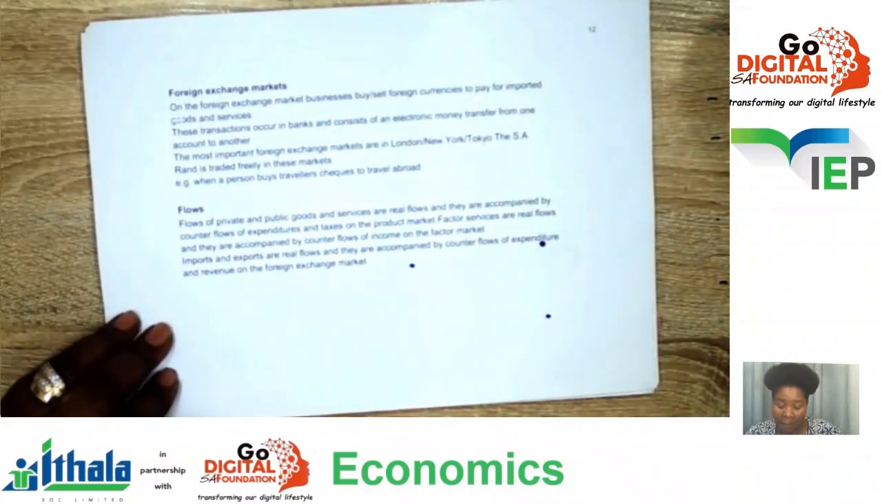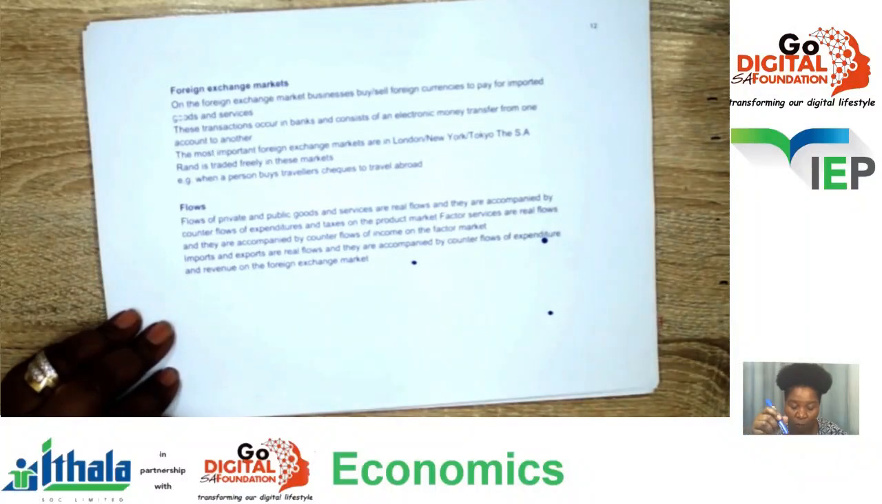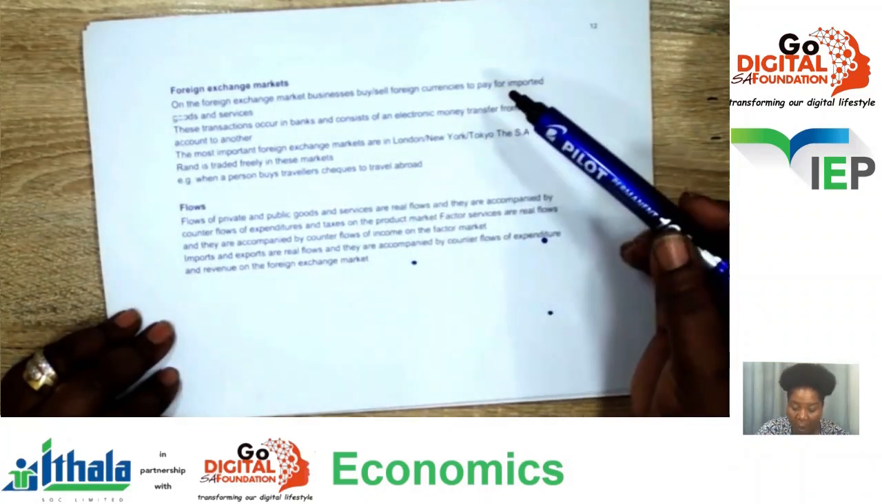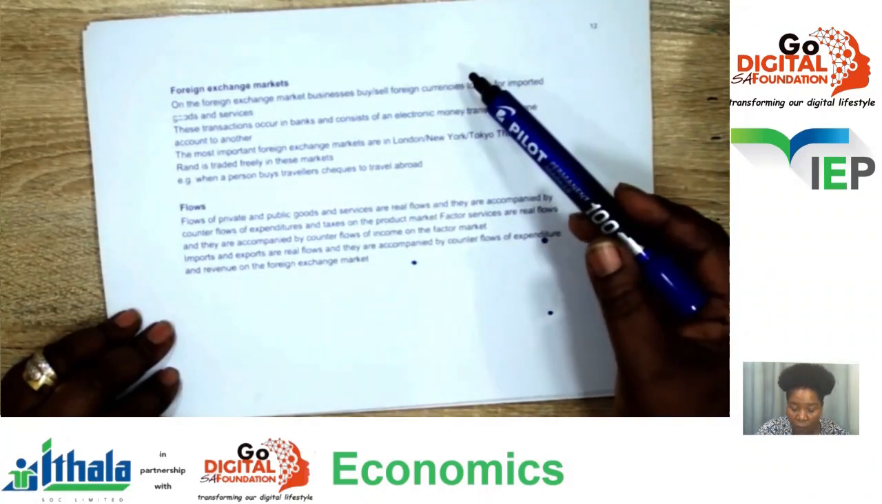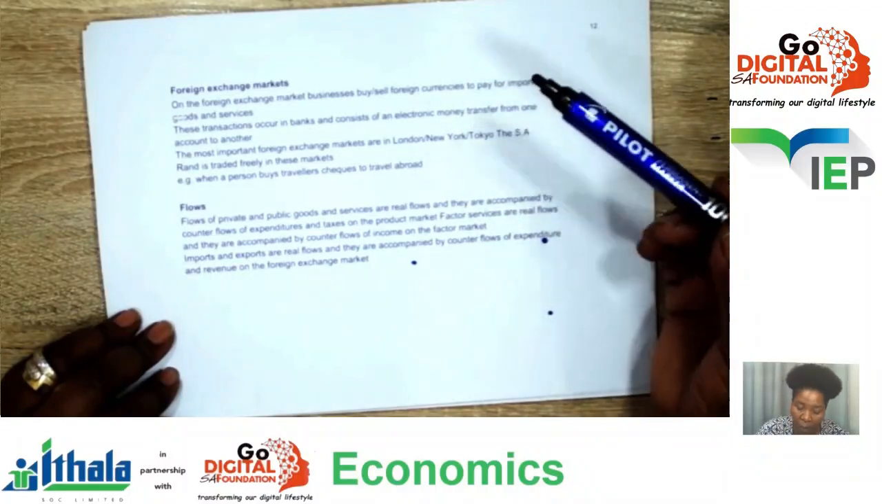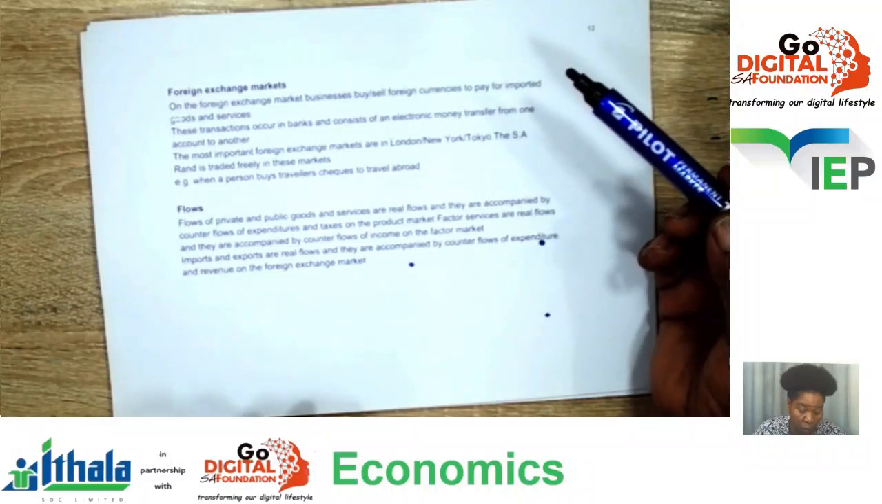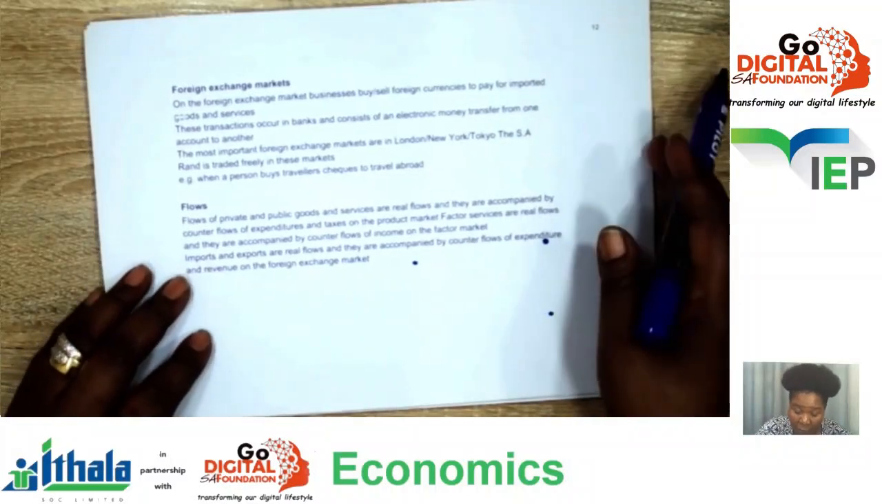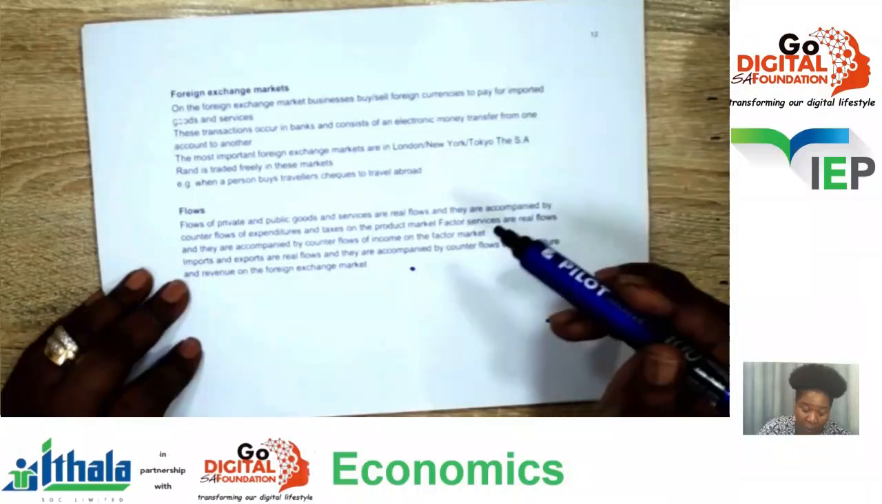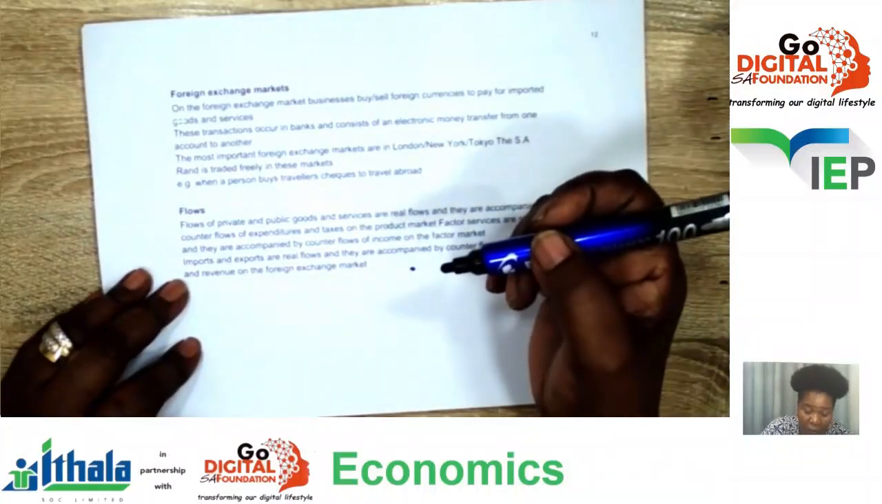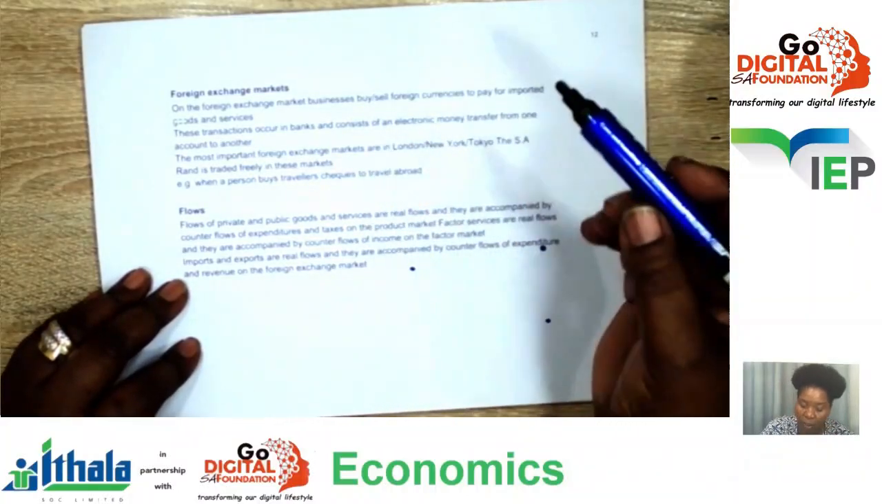Then, remember I said to you, there is also foreign exchange. I did show you that because we are an open economy. On foreign exchange, we have to buy and sell foreign currencies to pay for our imported and exported goods. Even those countries that we sell goods to, they have to pay us with money that we can recognize. So that is why they buy foreign exchange. These transactions occur in banks.